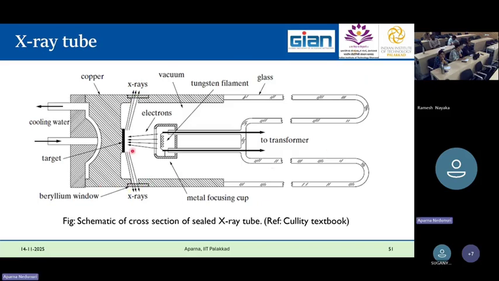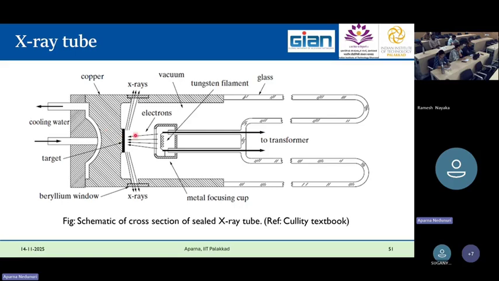Is that clear? And vacuum is maintained because when these electrons are moving, we don't want these electrons to interact with any other material over here apart from the target. So it is necessary to keep this entire system under high vacuum. This is one thing.